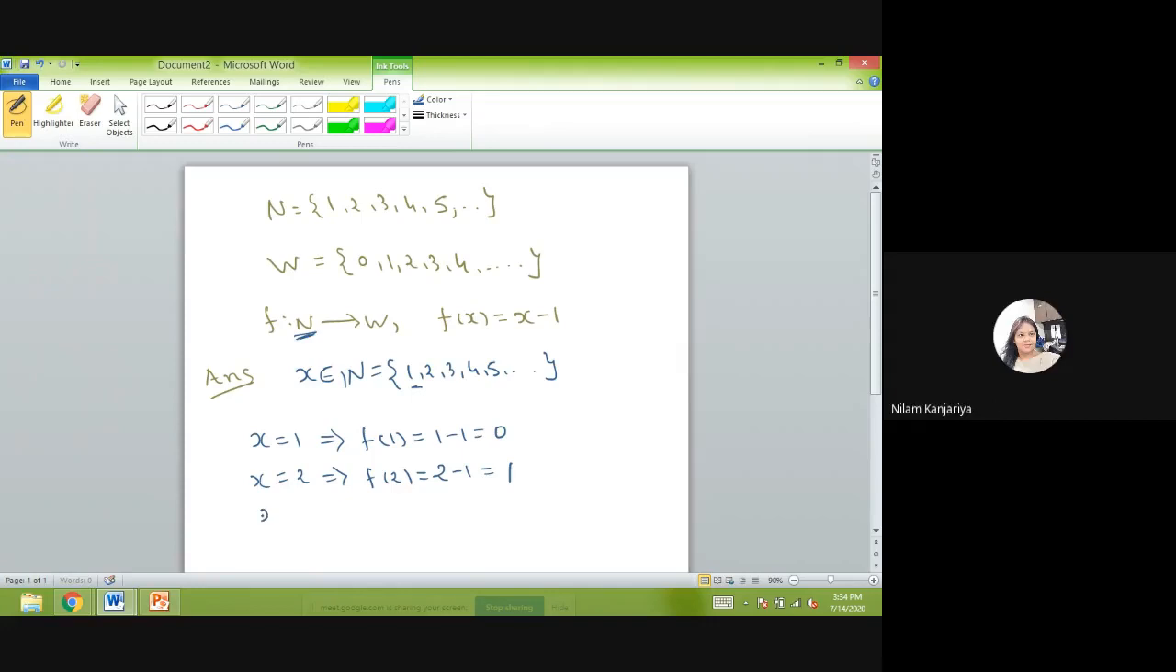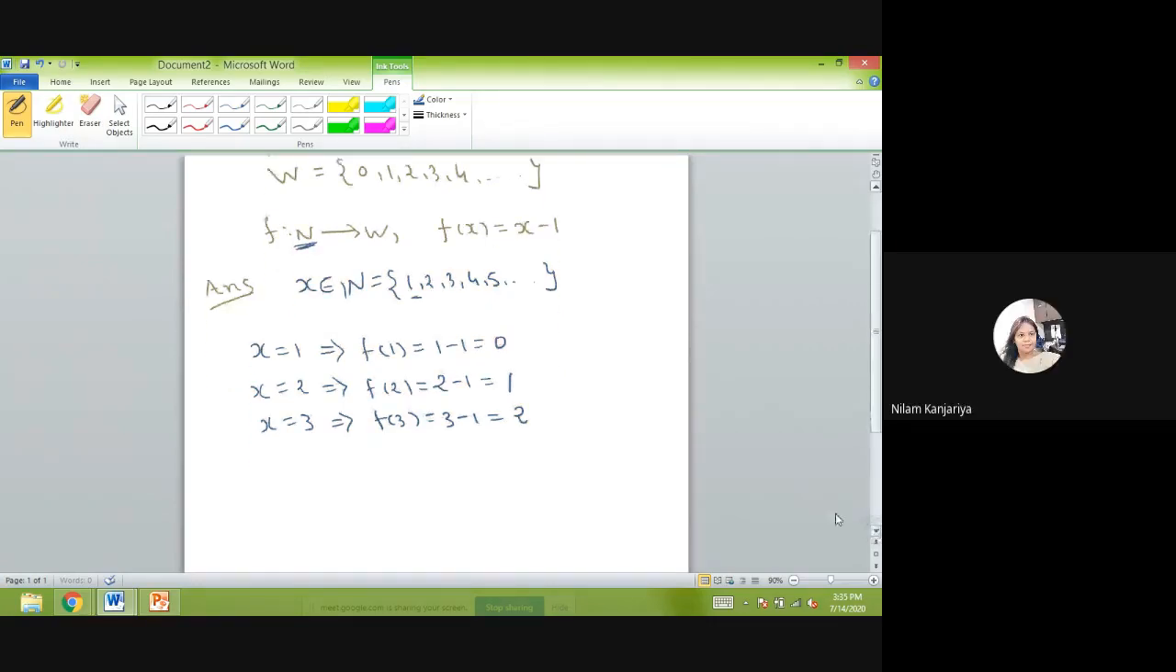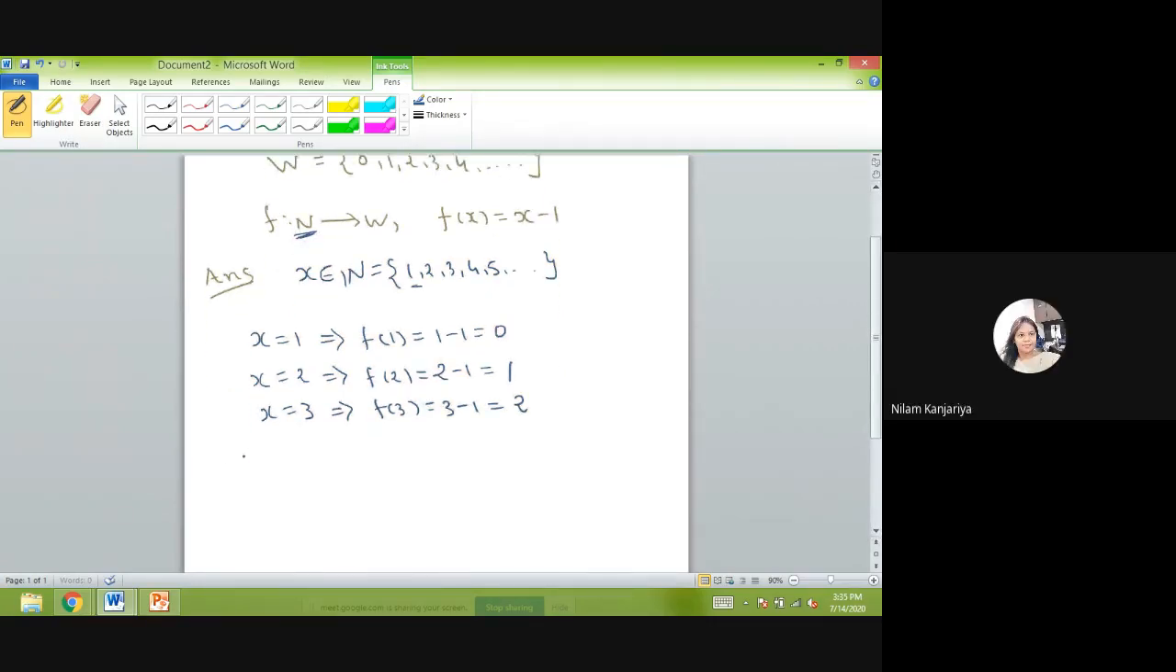And go on. I will just write three elements only. f of 3 is 3 minus 1, it's 2. Now write the ordered pairs. This is the domain. The domain set is N.